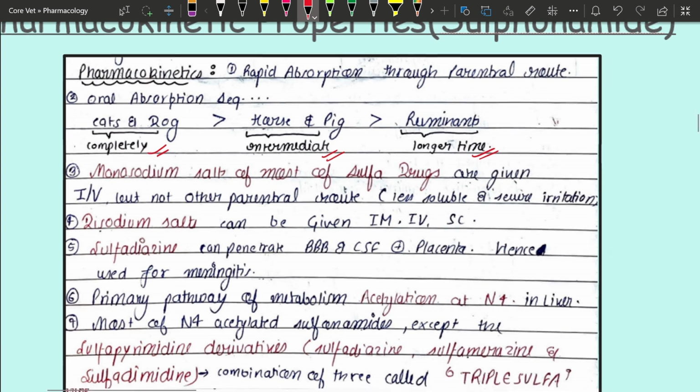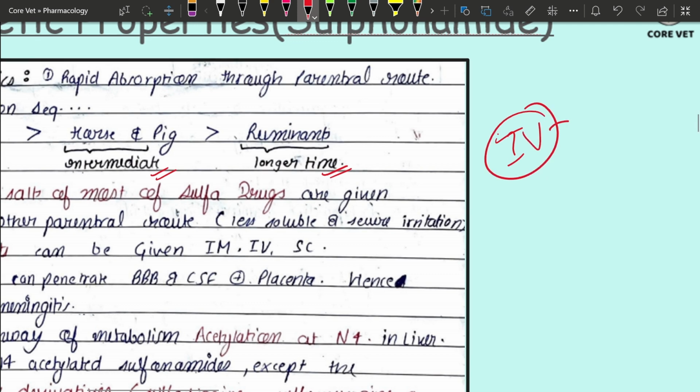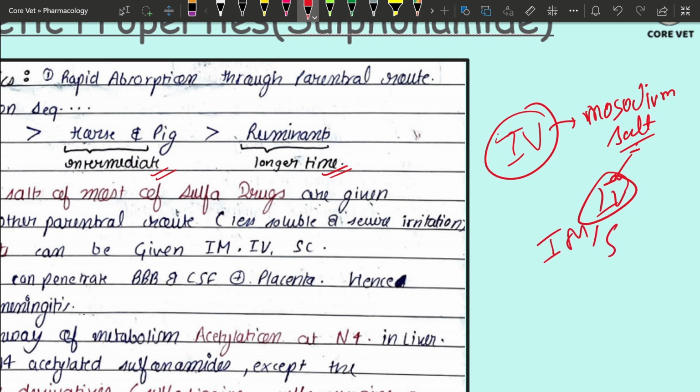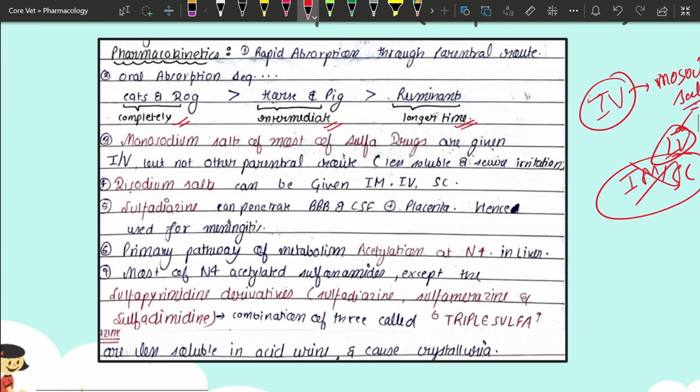If we talk about the monosodium salts of the sulfur drugs, the IV route is preferable for the monosodium salts. IM and subcut are not prescribed. So generally we give the monosodium salts of the sulfur drugs through the IV route, not through another parenteral route. If we talk about the disodium salts, they could be given IV, IM or subcut. You can give them intramuscular, intravenous or subcut.